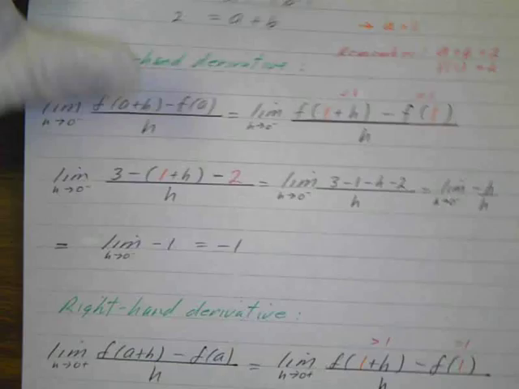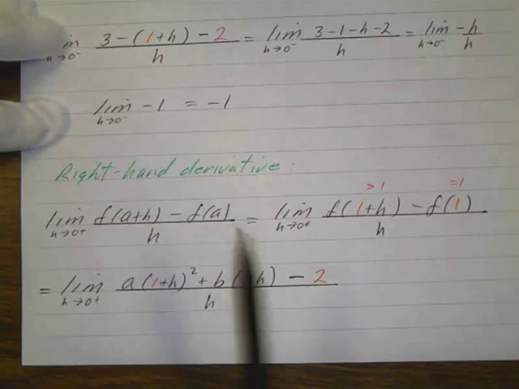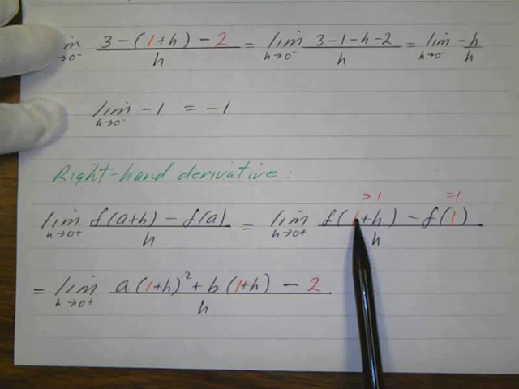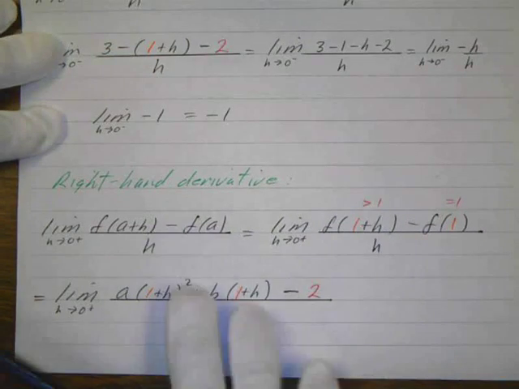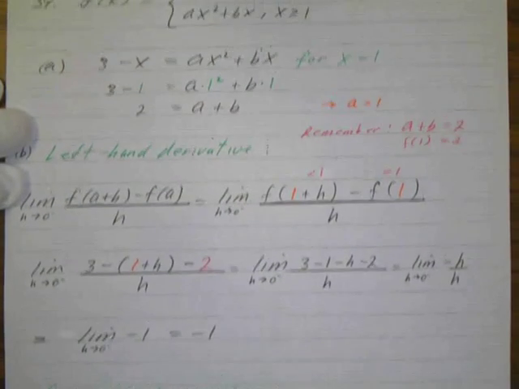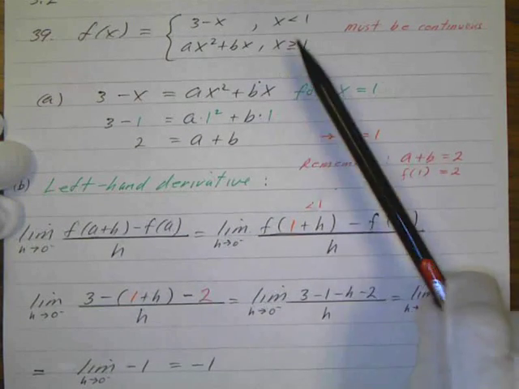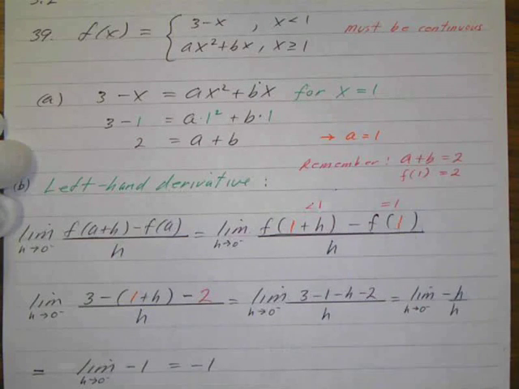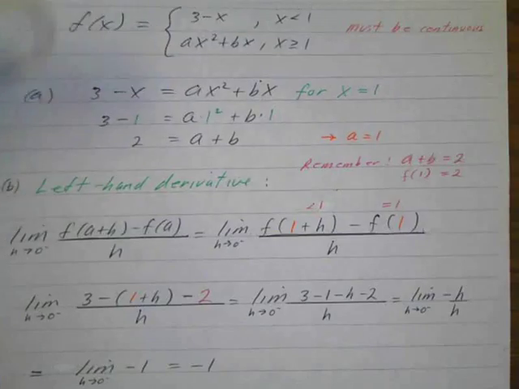And the right-hand derivative, the same setup, except as h approaches 0 from the positive direction. As h approaches 0 from the positive direction, this is going to be positive, so this is going to be to the right of 1. So I'm going to use this function over here. I'm to the right of 1, greater than 1. I'm using this function here for x greater than 1. And again, I'm using 2 for f of 1.